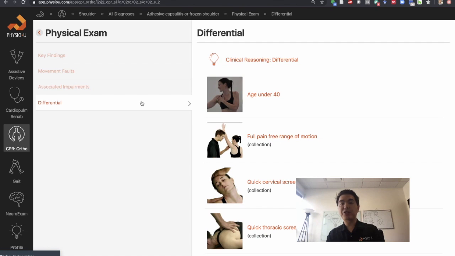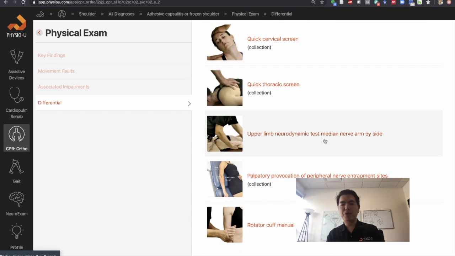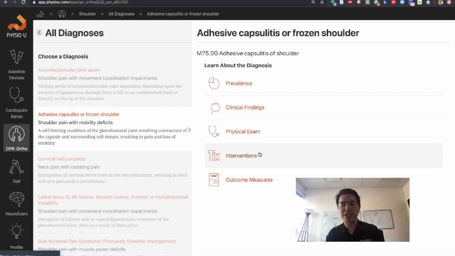And here's some differential diagnosis. If the patient has a positive upper limb neurodynamic test, they may be having a nerve component to this problem. Or if they're having problems with rotator cuff MMT, they may have a component of rotator cuff pathology in this problem. So you can see how widespread this tool can be used. It really is up to you how deep you want to go. And then I'll ask them, hey, by the way, what kind of interventions do you think we would do for this patient? So here's the interventions.